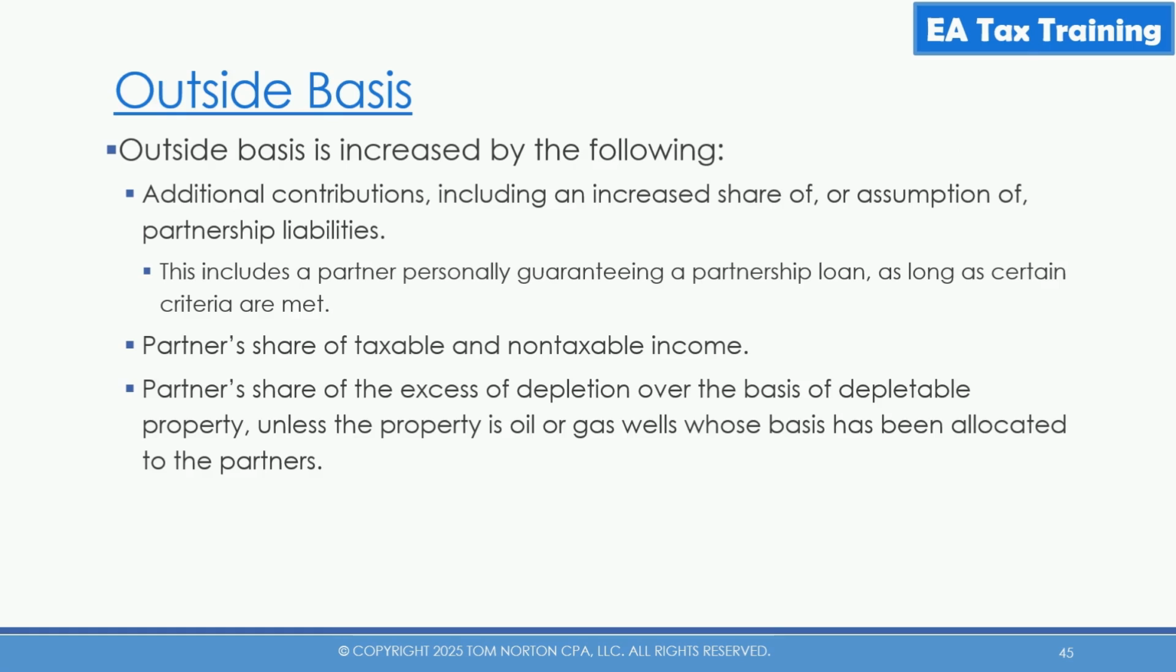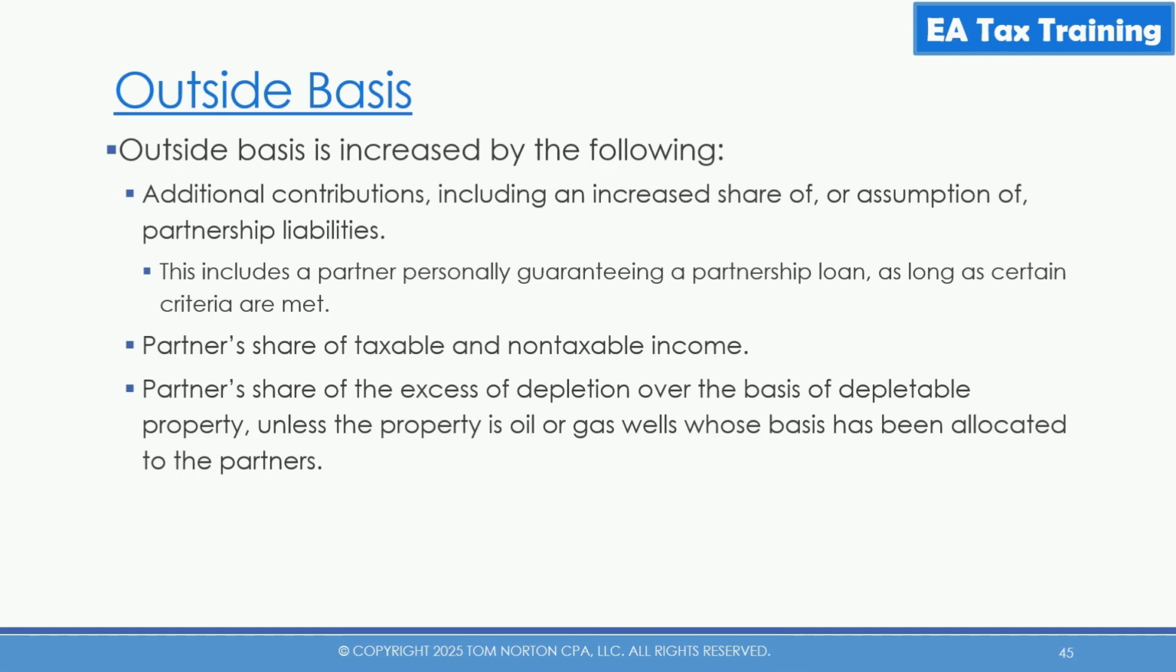What about outside basis? Outside basis is increased by the following: additional contributions, including an increased share of or assumption of partnership liabilities. We're going to talk about partnership liabilities on the next slide in a little bit more detail. But this also includes a partner personally guaranteeing a partnership loan as long as certain criteria are met. So obviously, if the partner makes additional contributions, that is going to increase their basis. But also, if they have an increased share of liabilities, that will increase their basis.